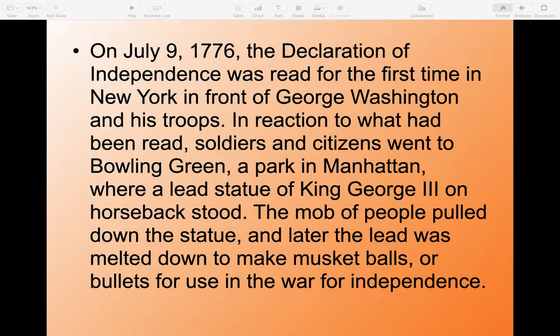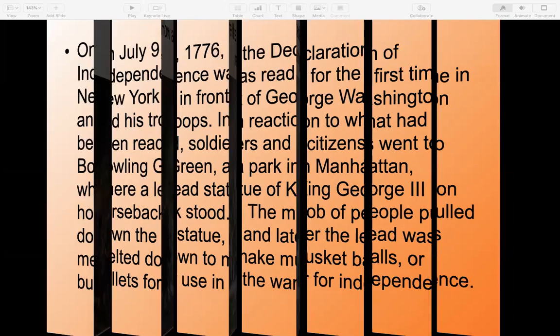On July 9th, 1776, the Declaration of Independence was read for the first time in New York, in front of George Washington and his troops. In reaction to what had been read, the soldiers and the citizens went to the Bowling Green, a park in Manhattan, where a statue of King George III on horseback stood. A mob of people pulled down the statue, and later the lead was melted to make musket balls or bullets for use in the war for independence.